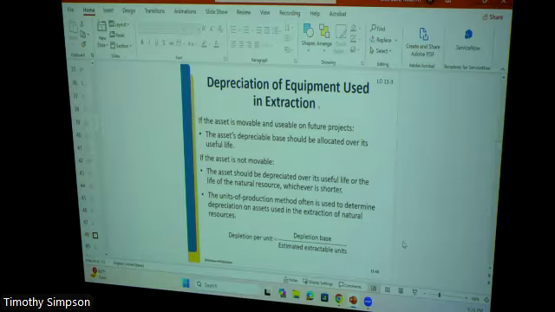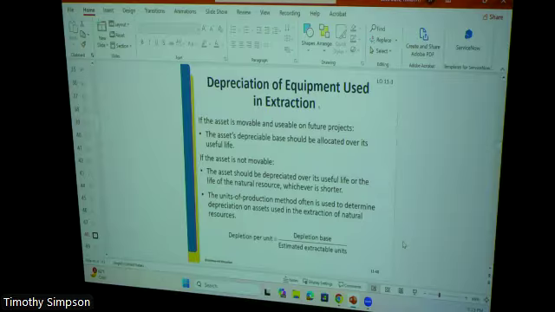I mentioned at the beginning of this section on depletion that sometimes there are fixed assets that are what we call movable. That is, we can move them from one place to another, from one job to another. So we're talking about things like loaders and cranes and backhoes. They're not necessarily only for that particular job. They can be moved around. Now they may be dedicated to that job while it's happening, but it's movable.